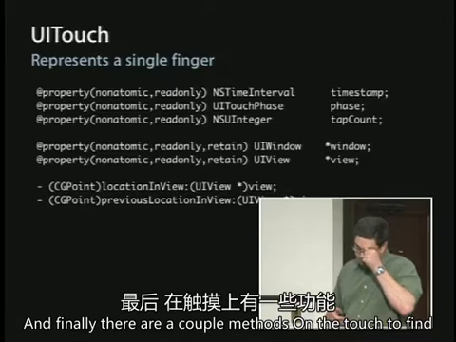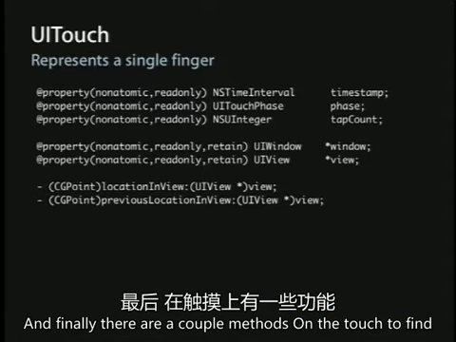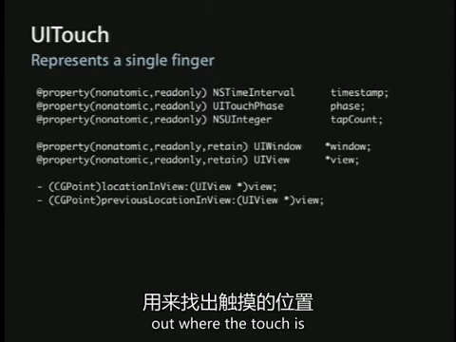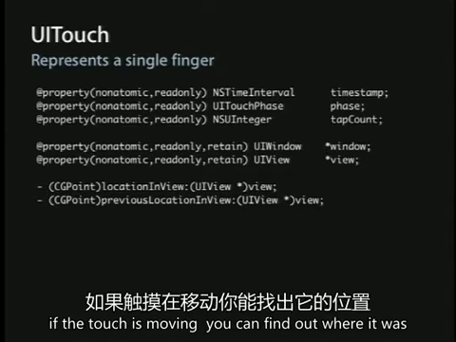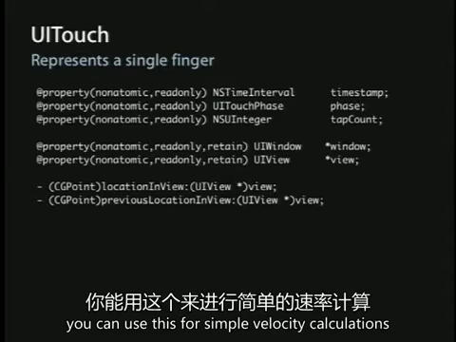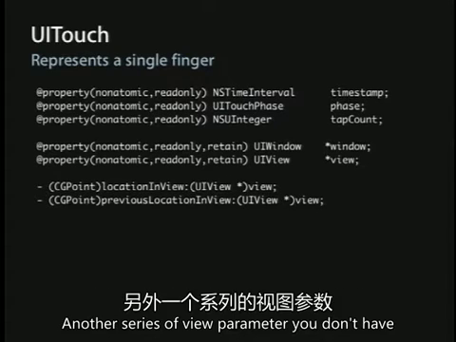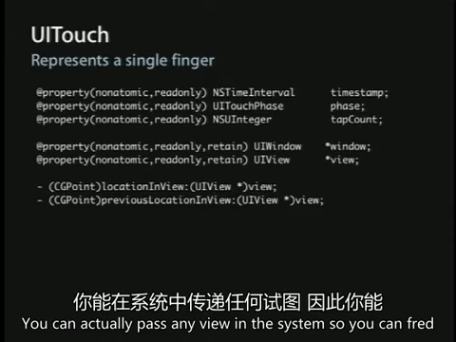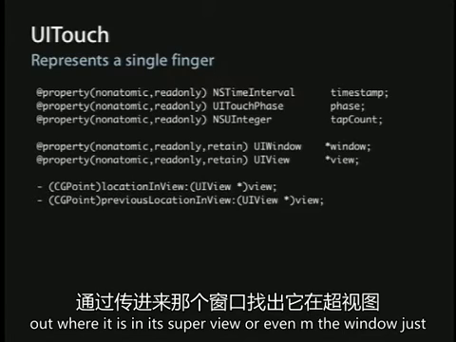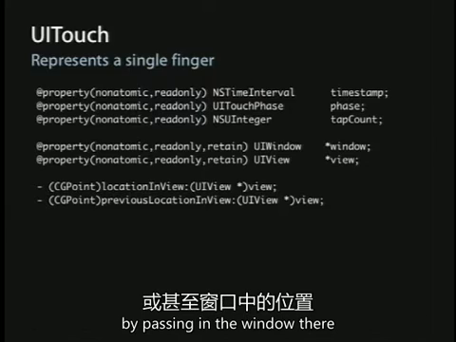And finally, there are a couple of methods on the touch to find out where the touch is. There's location in view and previous location in view. If the touch is moving, you can find out where it was. You can use this for simple velocity calculations and things like that. Notice there is a view parameter. You don't have to find out where it is in the view that it's bound to right above. You can actually pass any view in the system. So you can find out where it is in its superview or even in the window just by passing in the window there.